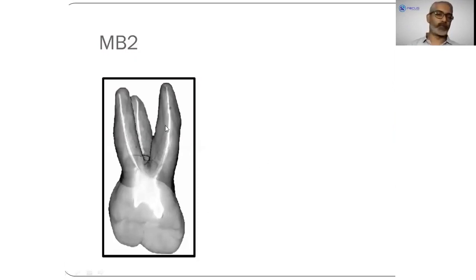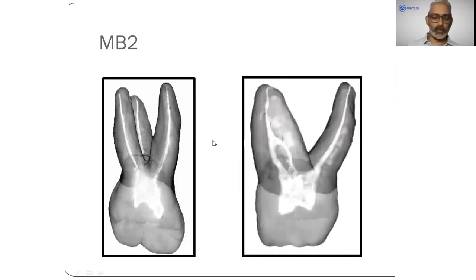Because in a radiograph, you might not be able to see an MB2. Why? Because when you shoot a radiograph from the buccal and capture it from the palatal, many times your MB1 and MB2 overlap. Only in a CBCT, or when you see a particular tooth from the mesial view, you will be able to distinguish between these 2 canals. So this particular picture, what you see on your right side, is something which you don't see in your routine radiographs. This can be seen only in a CBCT. So that is the importance of MB2.